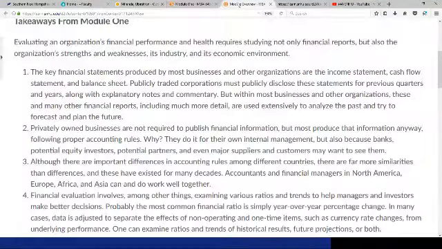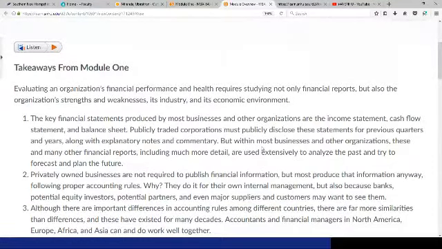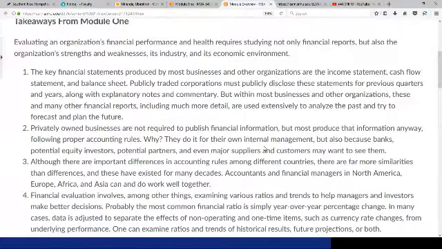Let's look into the module overview. This is going to be very important. Again, this is just an overview of the things that are covered in module 1. Again, I'm stressing the point that this is just an overview, but it's very important for you to get this under your belt. Evaluating an organization's financial performance and health requires what? Studying not only financial reports, but also the organization's strengths and weaknesses, its industry and economic environment.